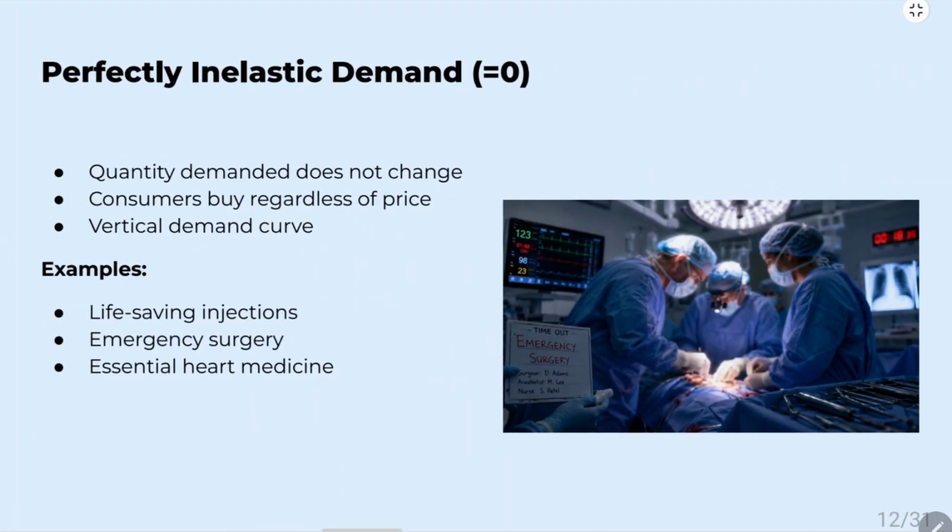Perfectly inelastic demand means quantity demanded doesn't change at all, even when price changes. Consumers must continue buying the product because it is essential. For example, patients needing emergency surgery or life-saving injections cannot delay treatment because of higher prices. They still need the product or service regardless of the cost. Because quantity demanded stays the same, price elasticity of demand is equal to 0.